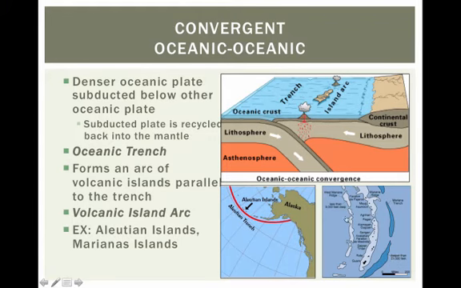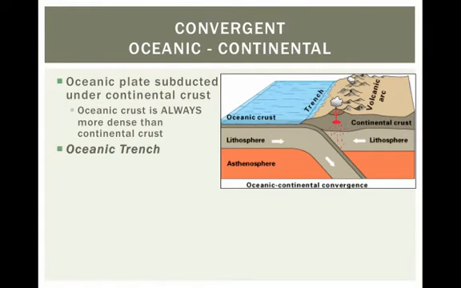And then right next to that, we have the chain of islands that are associated with that. So this is a very common occurrence, the feature that is associated with oceanic convergence. Next, we have oceanic continental. This is very, very similar.